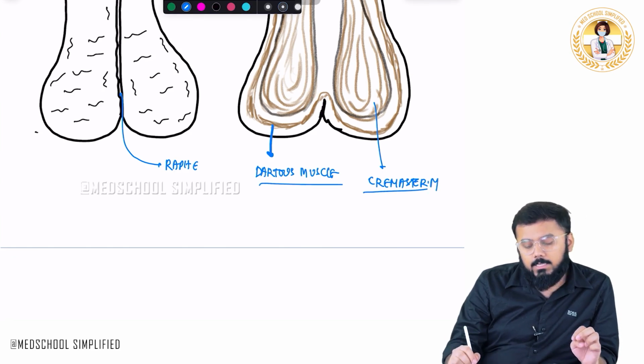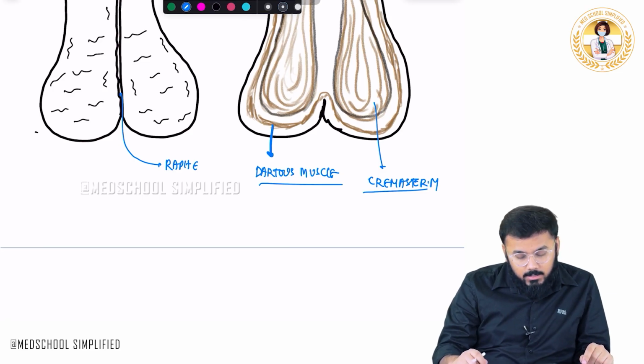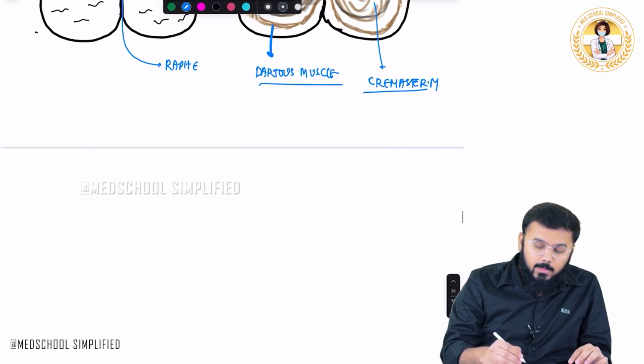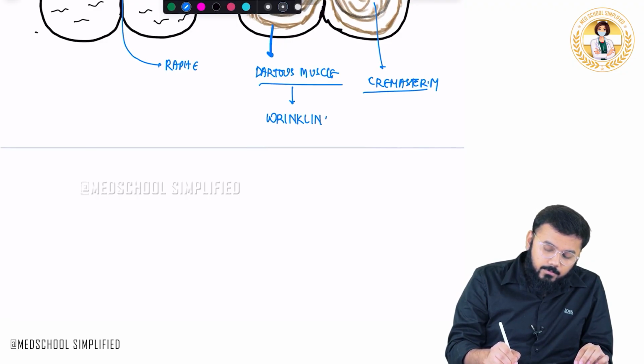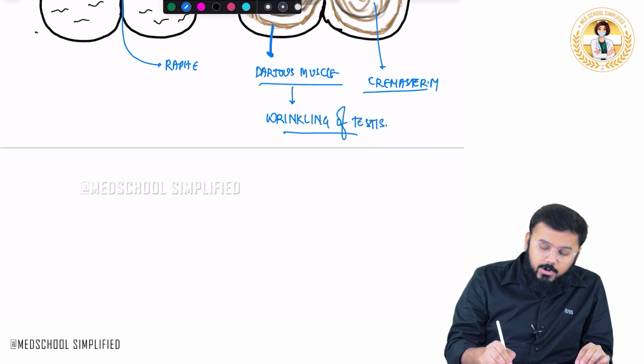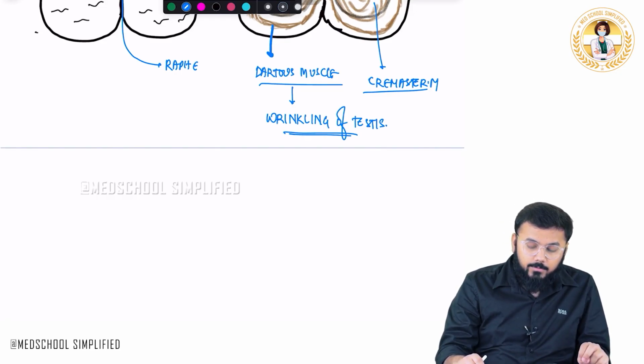So how many muscles do we have in the scrotum? We have two important muscles. The outer muscle is called the Dartos muscle, which regulates the temperature, right? This is the muscle responsible for the wrinkling of the scrotum. Apart from this, the other muscle is called the cremaster muscle, which we have over here, right?